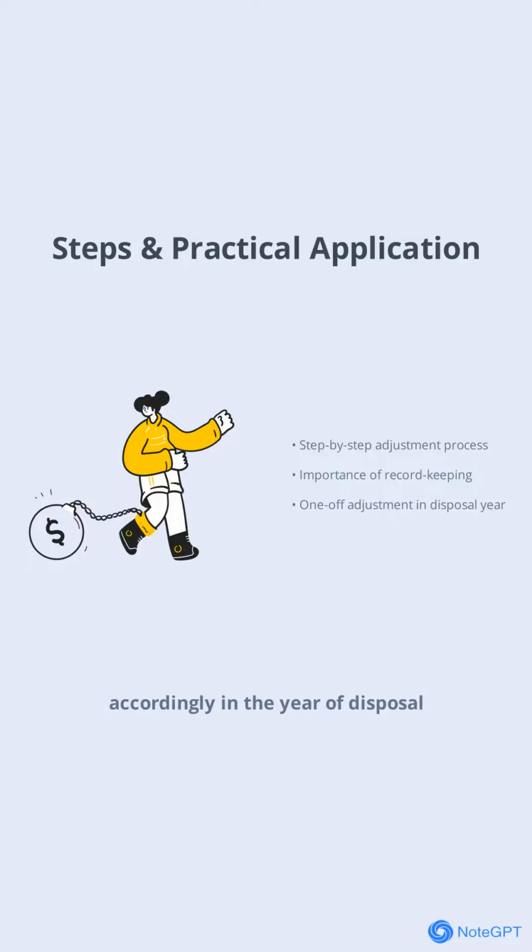It's important to keep accurate records of all allowances claimed and disposal proceeds to ensure compliance. Special rules may apply in cases of business transfers, mergers, or incentive schemes, so always check for exceptions. These adjustments are one-off events, only occurring in the year the asset is disposed of.